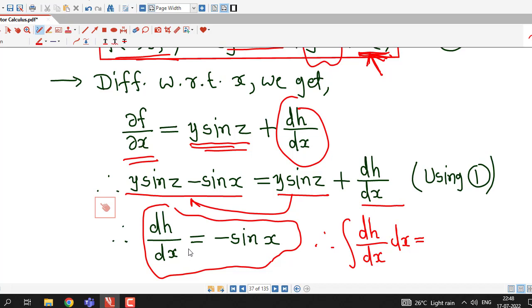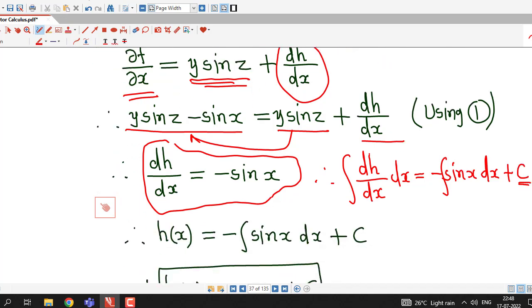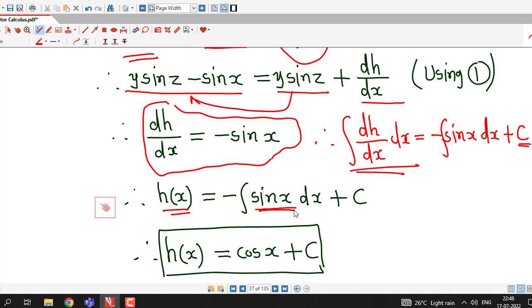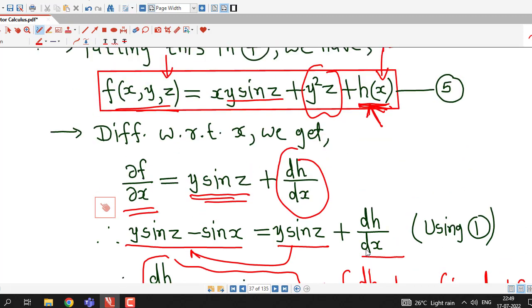Now this h is a function of x only, so we will write the constant of integration as plus c. The constant of integration is an arbitrary constant, so I have written here the integral of this derivative of h is h of x equal to minus integral of sin x plus c. Integral of sin x is minus cos x, and this negative sign is there, therefore minus minus plus cos x plus c.